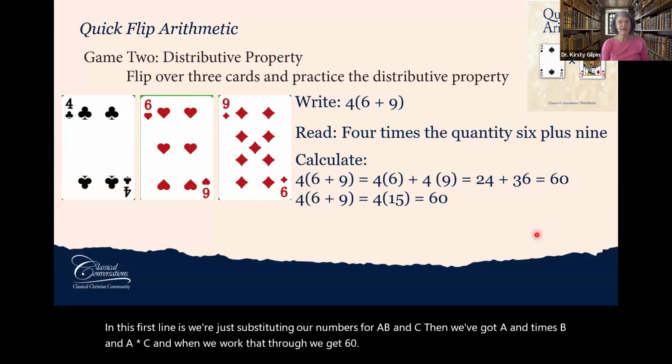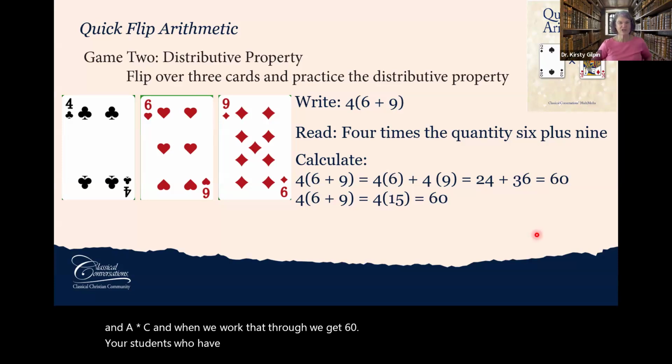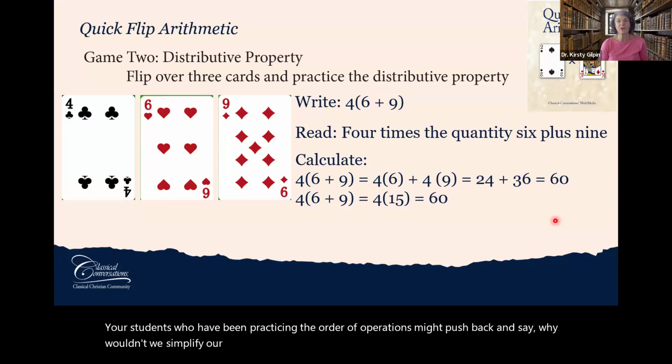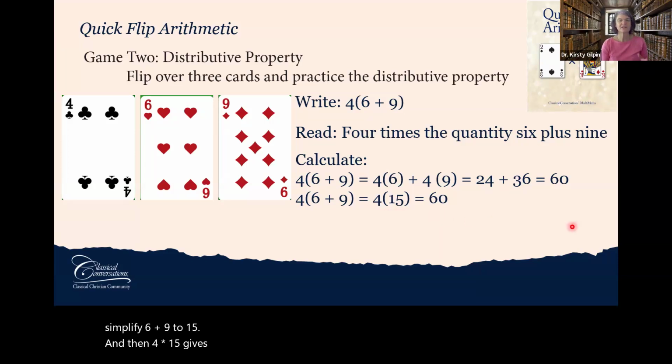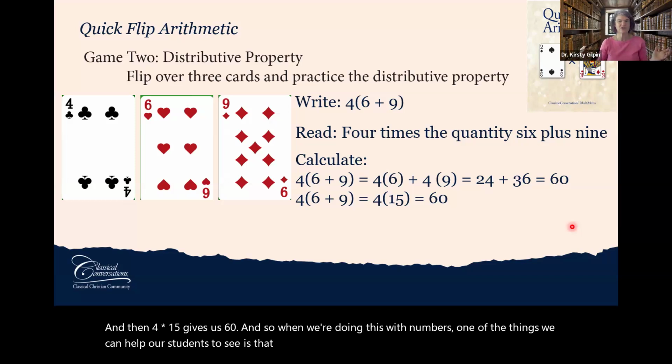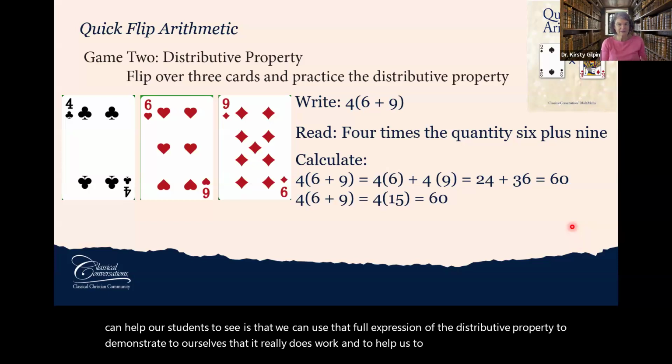Your students who have been practicing the order of operations might push back and say, why wouldn't we simplify our parentheses first? And using the order of operations, we would simplify 6 plus 9 to 15, and then 4 times 15 gives us 60. And so when we're doing this with numbers, one of the things we can help our students to see is that we can use that full expression of the distributive property to demonstrate to ourselves that it really does work and to help us to have confidence in this law.